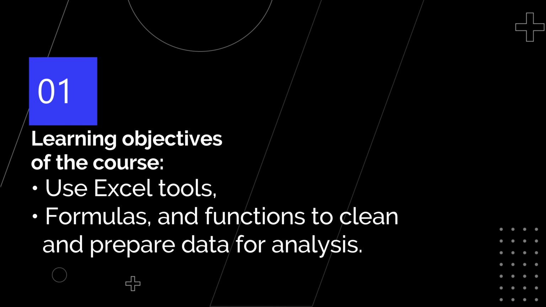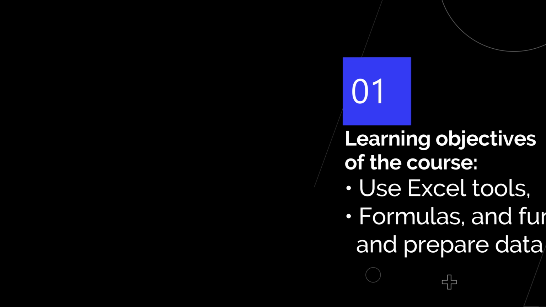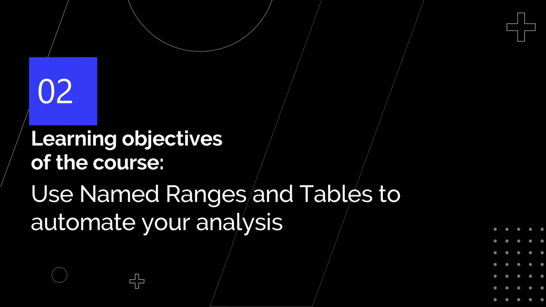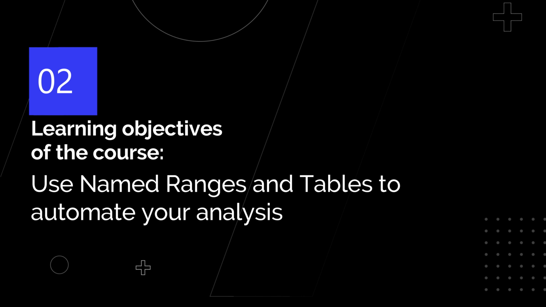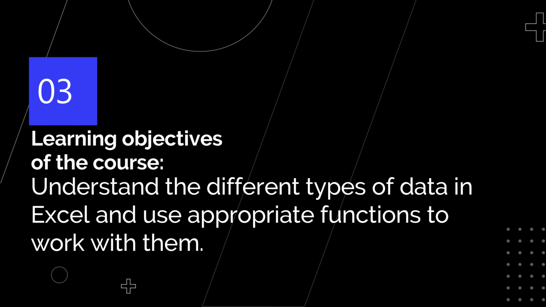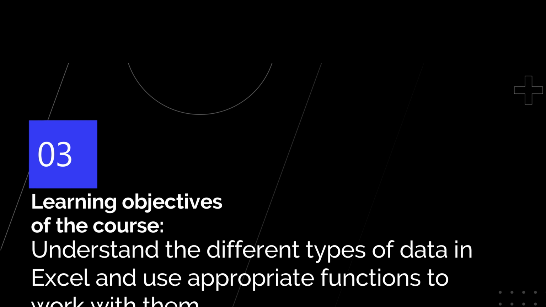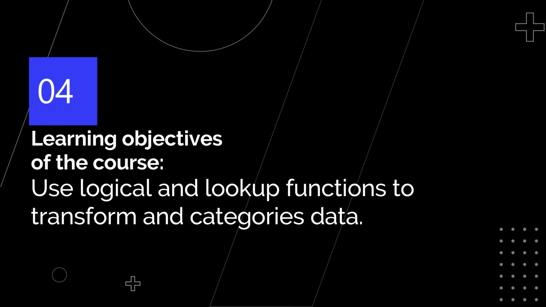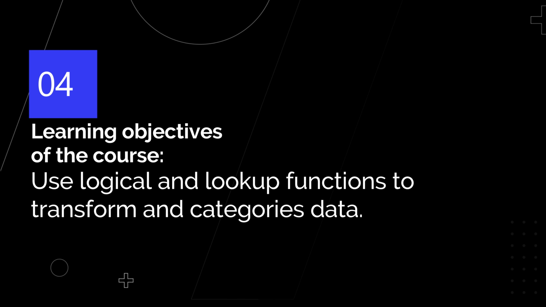Learning objectives of this course: first, use Excel tools, formulas and functions to clean and prepare data for analysis. Second, use named ranges and tables to automate your analysis. Third, understand the different types of data in Excel and use appropriate functions to work with them. Last, use logical and lookup functions to transform and categorize data.